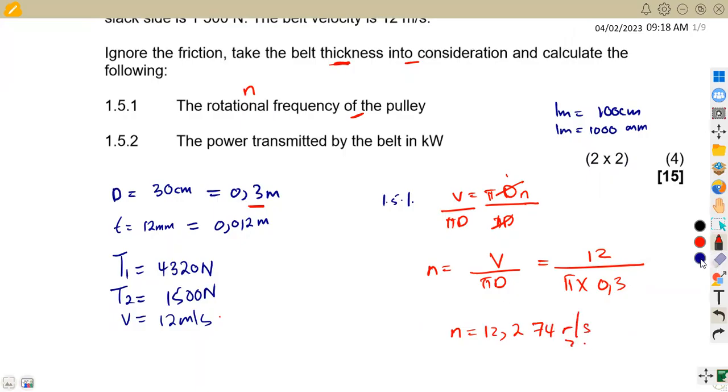If you want to convert to revs per minute, then you're going to multiply by 60. Your answer is going to be in revs per minute. All right, so depending on what you want to write your final answer as, because you are not given any instruction, the question just asked us to calculate the rotational frequency. So you can leave the answer in any format of your choice in this case. All right, so that is what we were given in this case, okay?